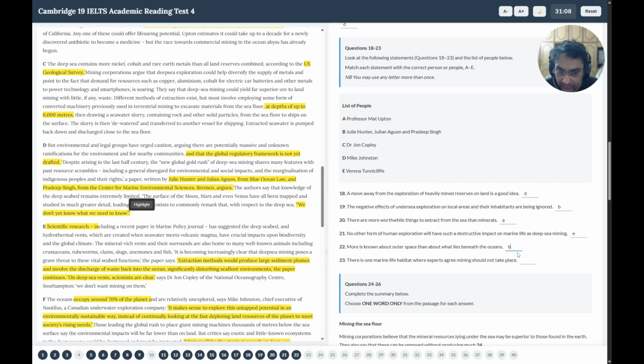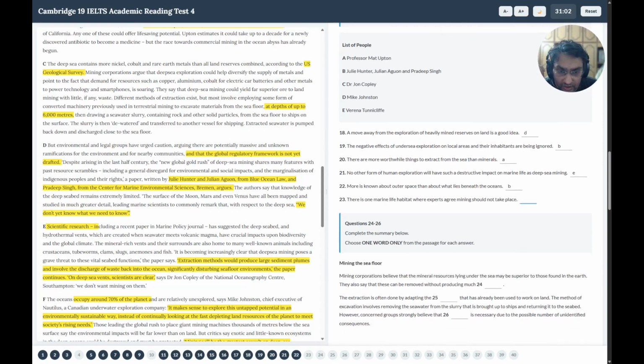Then we have 23. Okay. And 23 is what? There is one marine life habitat where experts agree mining should not take place.